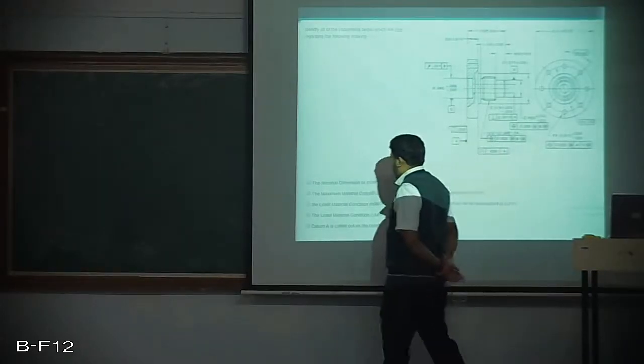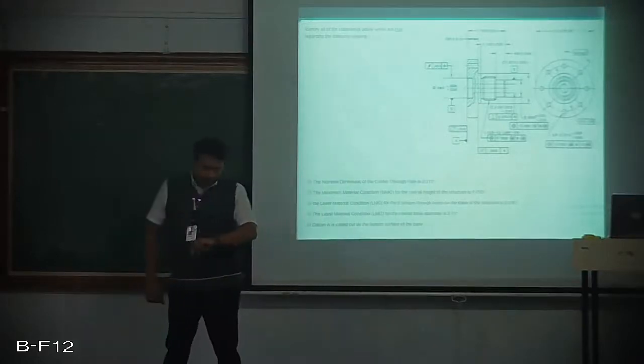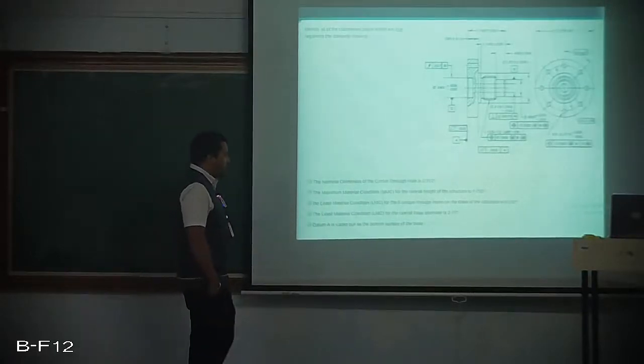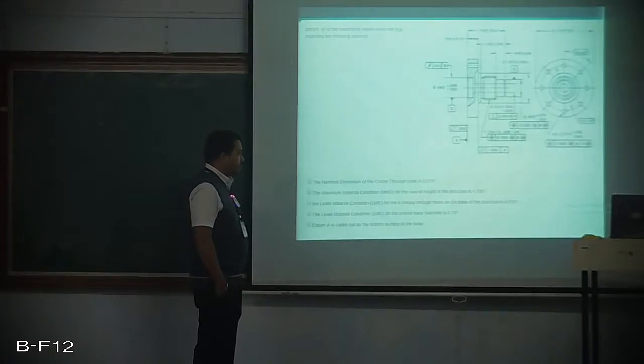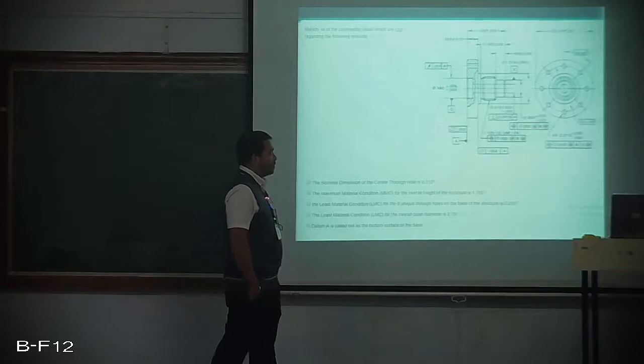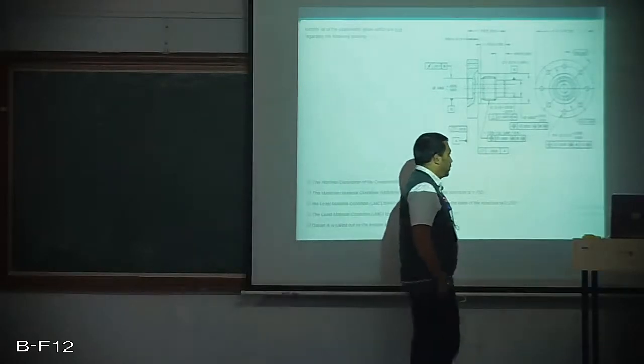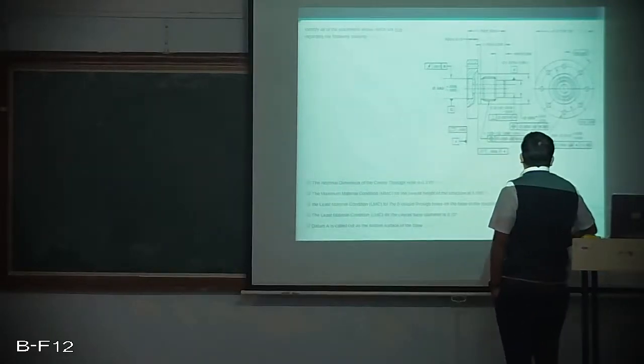So the first statement is: the nominal dimension of the center through hole is 0.315. Nominal dimension of the central through hole is 0.035.